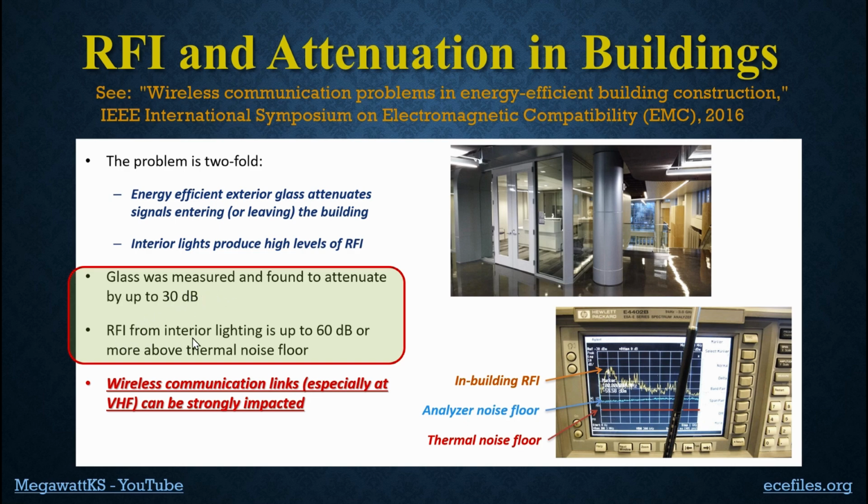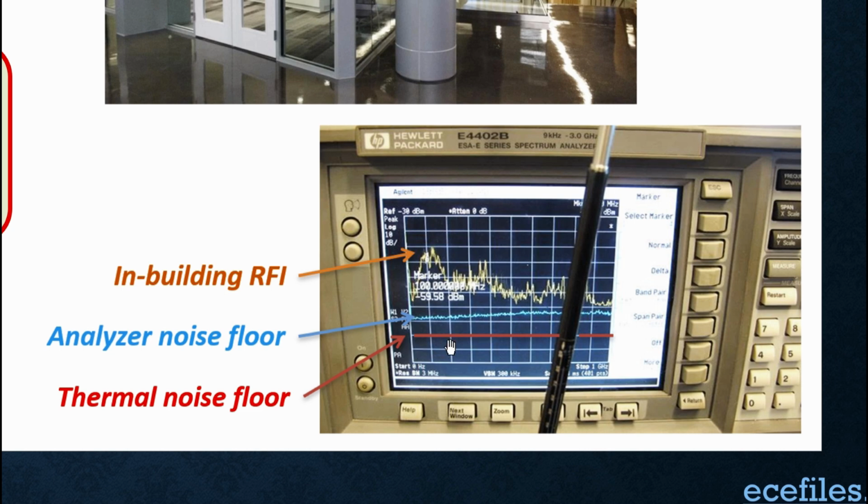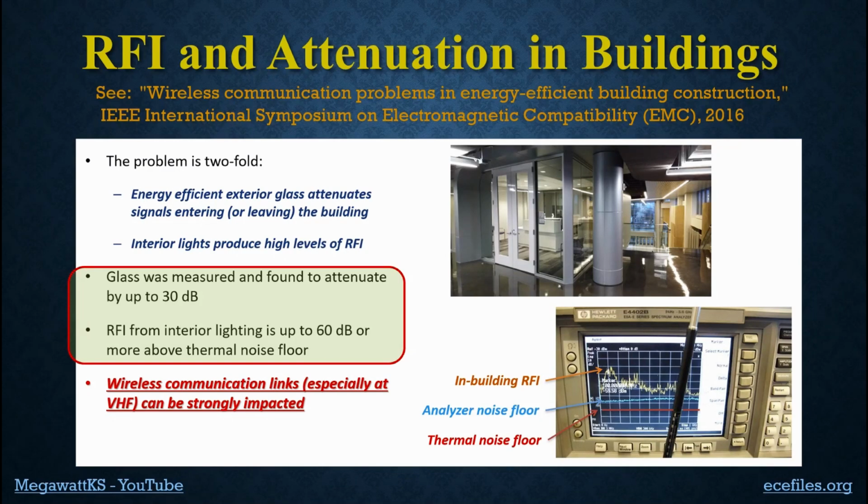But the RFI from the interior lighting is up to 60 dB or more above the thermal noise floor. And we can see that on the spectrum analyzer plot. Here's the thermal noise floor, and here's the RFI. This is from 0 to 1 gigahertz, so 100 megahertz is right here at this first peak. So that's why we weren't able to get more than 2 stations inside the building, at least in that particular office. These ceiling lights seem to be the worst offender.